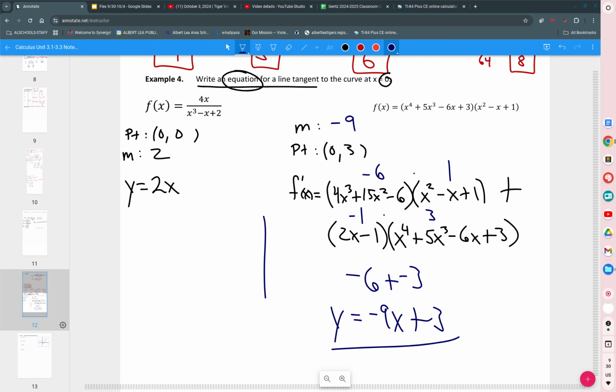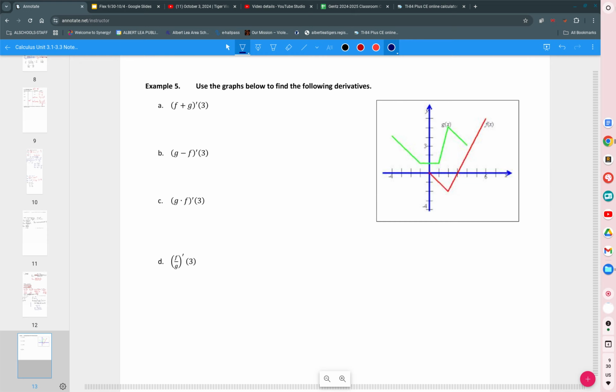We all good? All right, our last example. Use the graphs below to determine the following derivatives. I have the graph of f of x, I have the graph of g of x. It's very clear in the standards for AP Calculus that we need to look at derivatives from a graphical standpoint, as well as from a table, as well as from an analytical viewpoint. You guys have done all that. This is simple. I just do f prime of 3 plus g prime of 3.